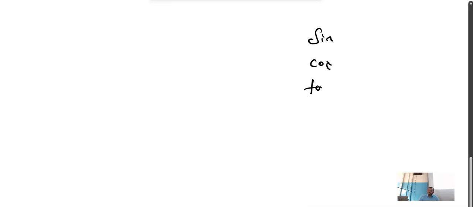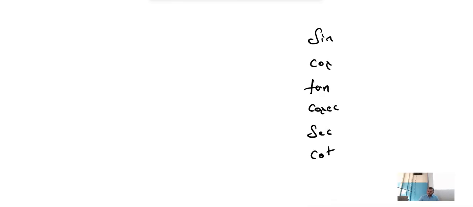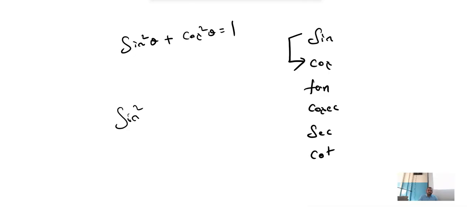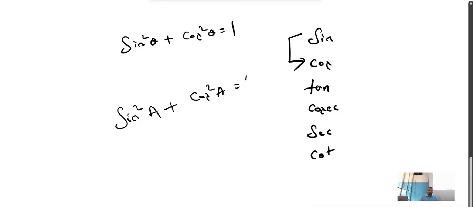What is that? Observe here. Sin, cos, tan, cosecant, secant, cot. From sin, we are going to cos. These are the trigonometric identities. So here we can write sin square theta plus cos square theta is equal to 1. Sometimes we can use it like this also: sin square A plus cos square A is equal to 1.